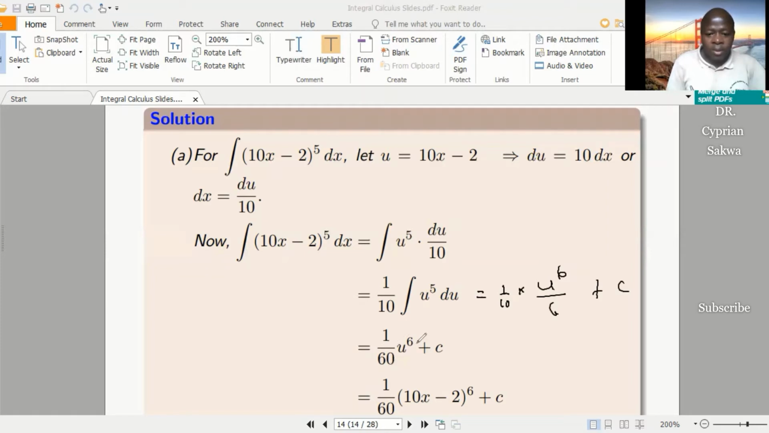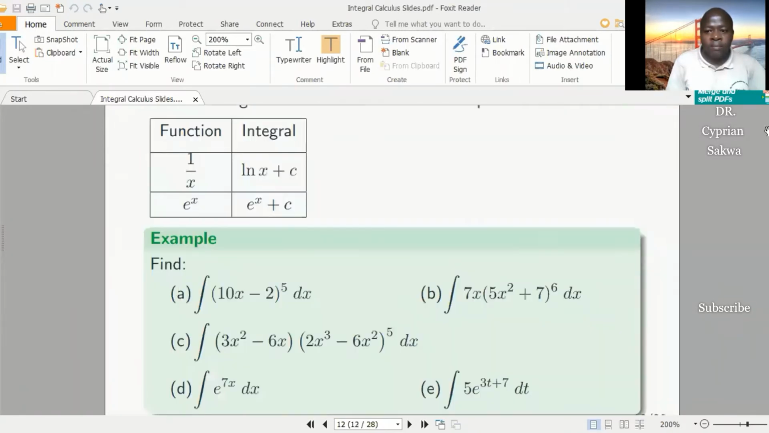1 out of 60 raised to 6 plus 2. So you only need now to substitute your u here with the equivalent. u was 10x minus 2, and this becomes your final answer. It's very easy doing integration so long as you know the steps. Now let's look at the next example that we're supposed to do, which is almost similar.